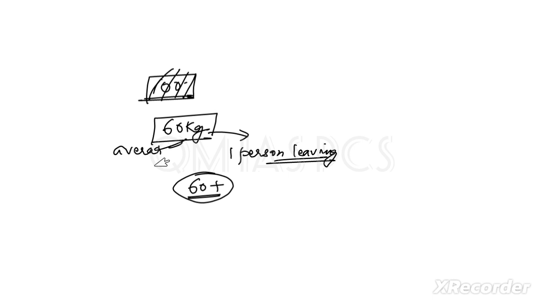this is the average value of that group, and the person who is leaving has a weight of 60 plus. In that case, will the new average be more than 60 or less than 60? If this person has a weight of 60 plus, then the new average will decrease. Just note it down: the new average will decrease, because this weight is more than the average value.